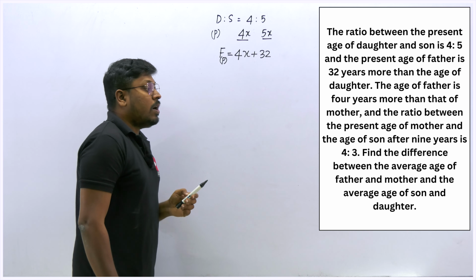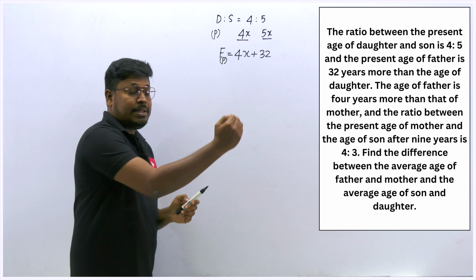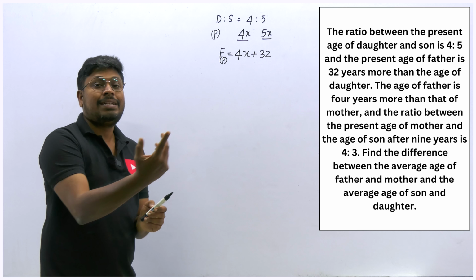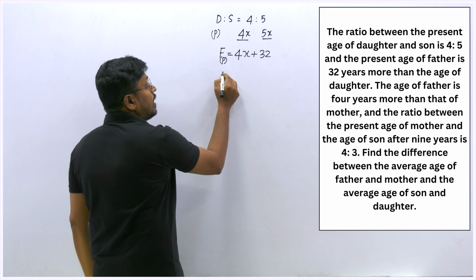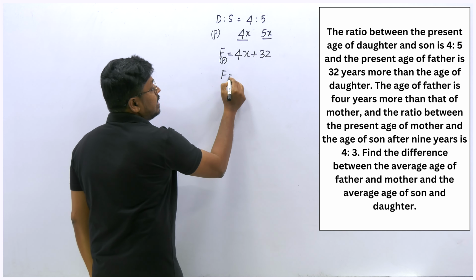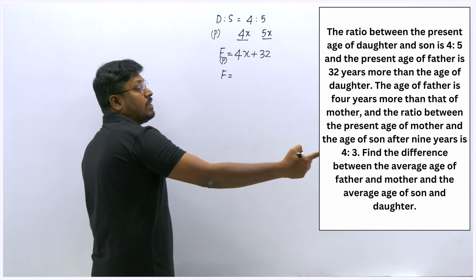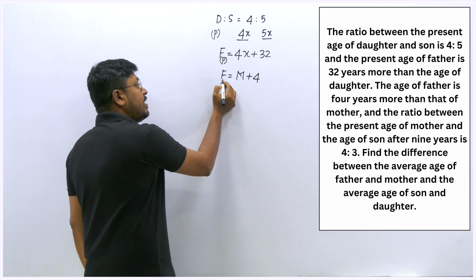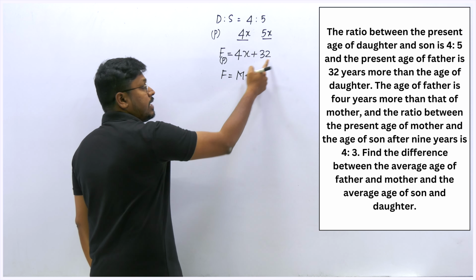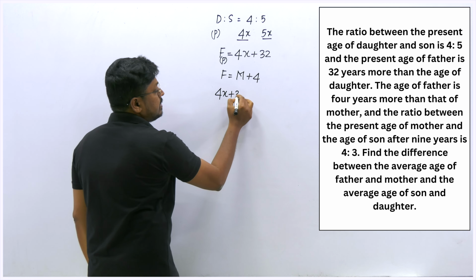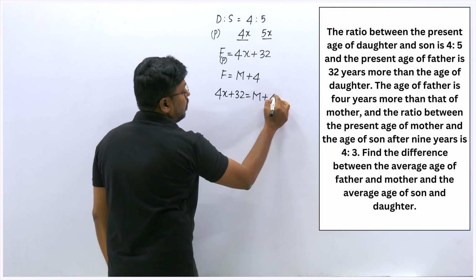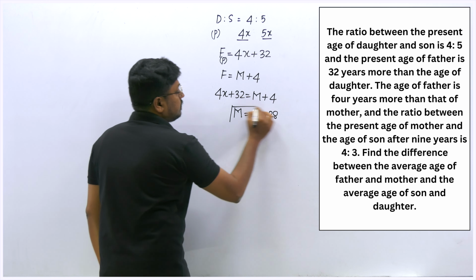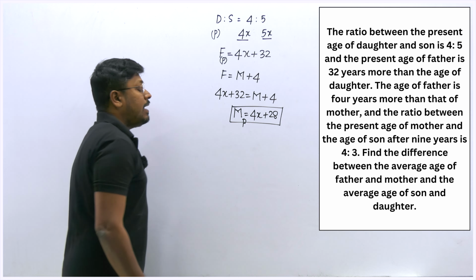Now, the age of the father is 4 years more than the age of the mother. So the father's age is 4 years more than the age of the mother. That means mother's age plus 4 will be the age of the father, and we already know that the father's age will be 4x plus 32. So substituting here, 4x plus 32 is equal to mother plus 4. So mother is equal to 4x plus 28. So this will be the age of the mother.